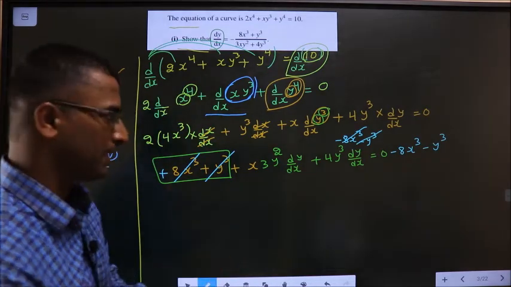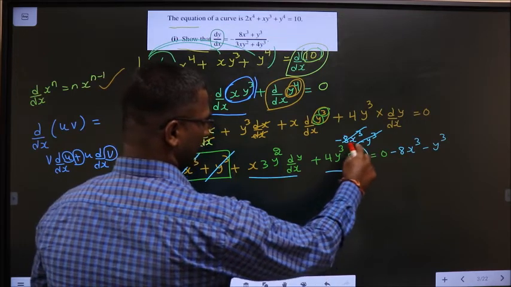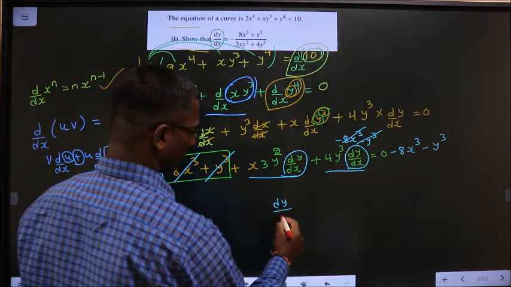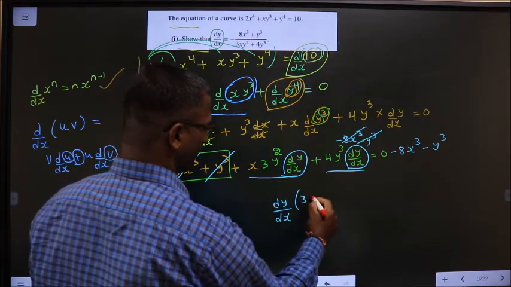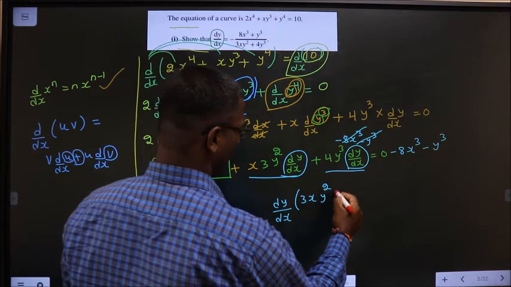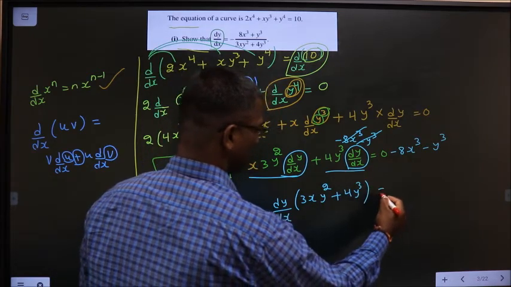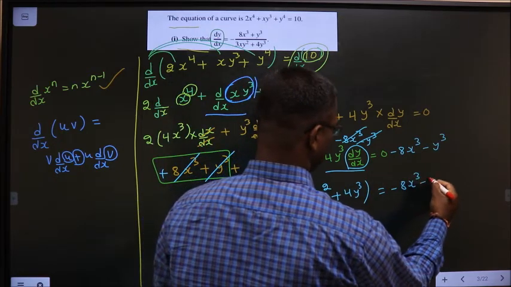Clear? Next step. From these two terms, take dy by dx common. So what do you get here? 3xy square. And here 4y cube is equal to minus 8x cube minus y cube.